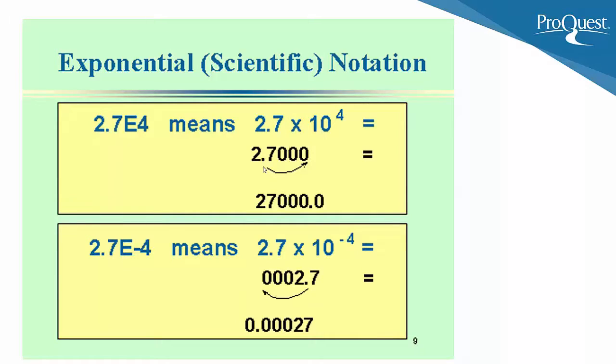Here's another slide to help us get more accustomed to how these decimal points work. If you see 2.7E4, you would move the decimal point 4 places to the right, like this, and what you end up with is 27,000. On the other hand, if you see 2.7E minus 4, you could write that down and move your decimal point 4 places to the left, and this is the number that you would be looking at.